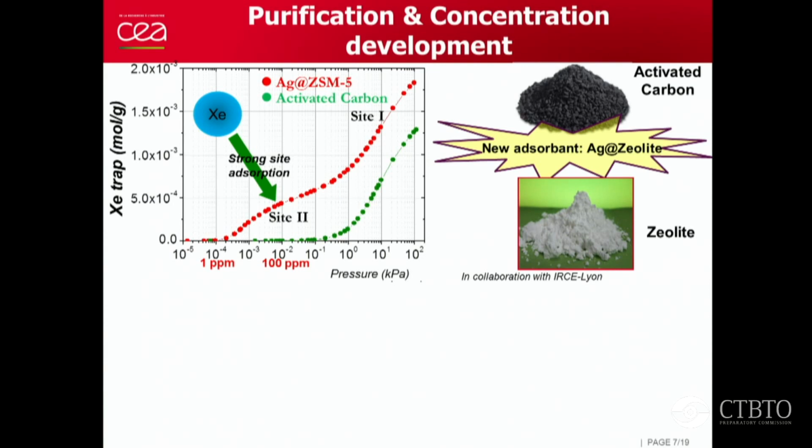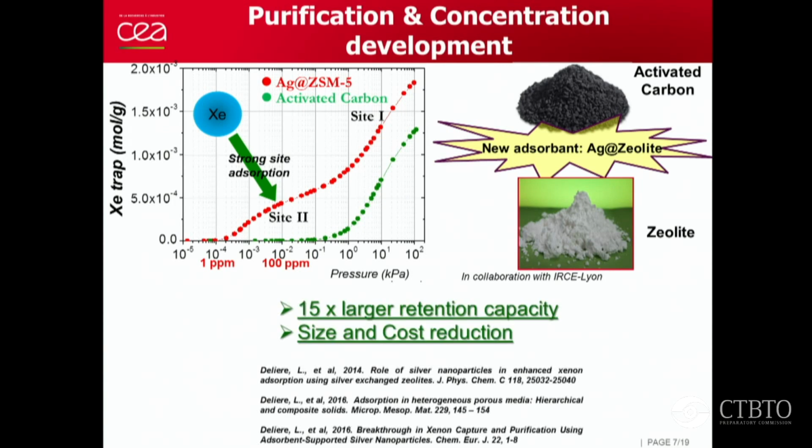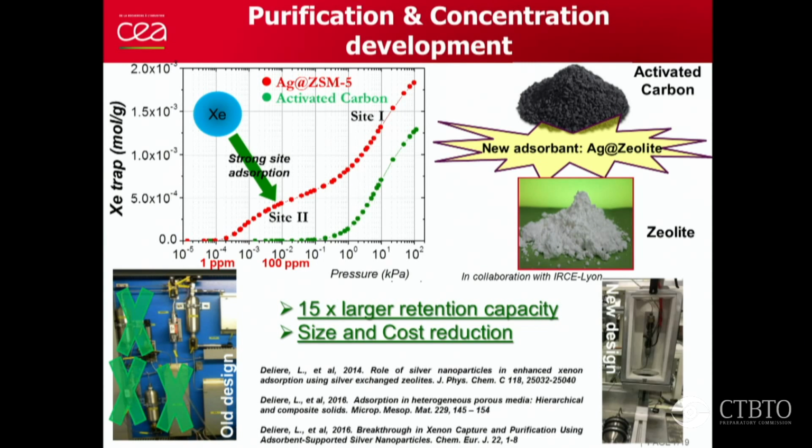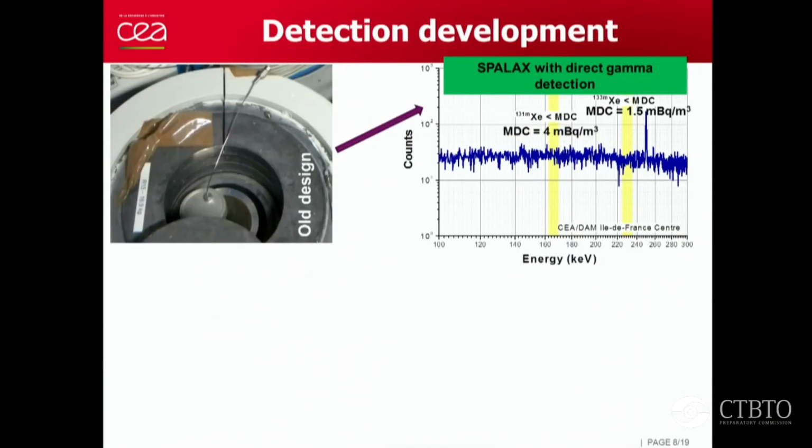And you can see that we have a huge gap in terms of xenon retention capacity between both materials. Indeed, we have a 15 times larger retention capacity. It leads to size and cost reduction, because if you look at the old design, we remove several parts of the old design to make the system much more simple for the new generation of system. All the data has been recently published in the literature.